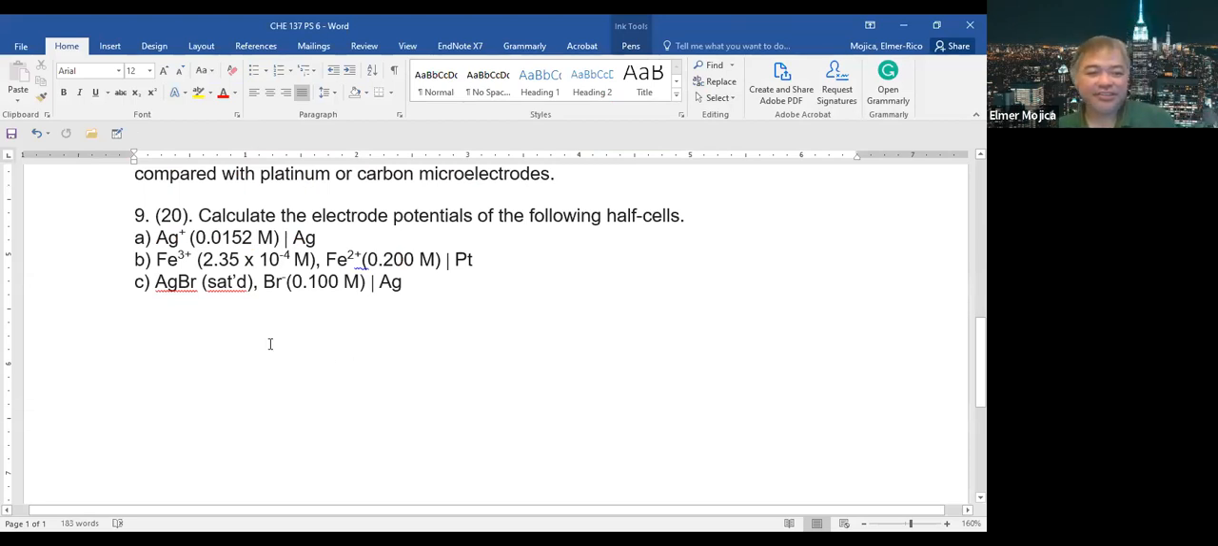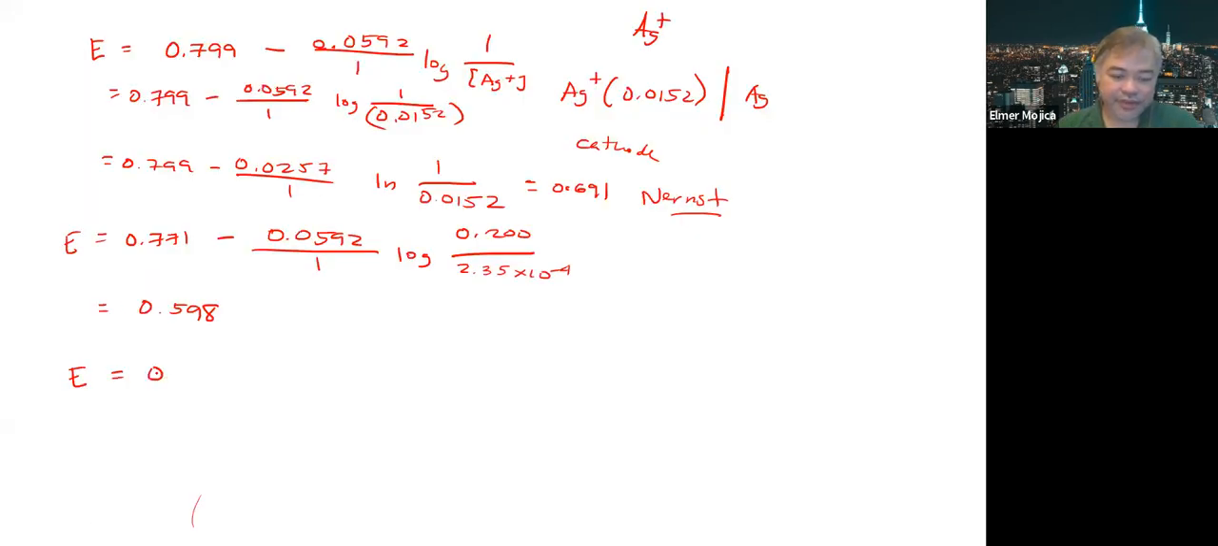And last but not the least, so you have a silver bromide, saturated, and a bromide. So we could say the bromide is the product. So if we're going to put it there, ito yung reduction potential. Tapos 0.0592 again. Since you have bromide and silver, they just have positive one or negative one. So isa lang. So you have their log of 0.1 over 1. And what do you get?